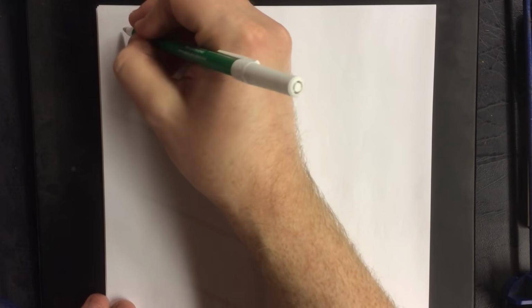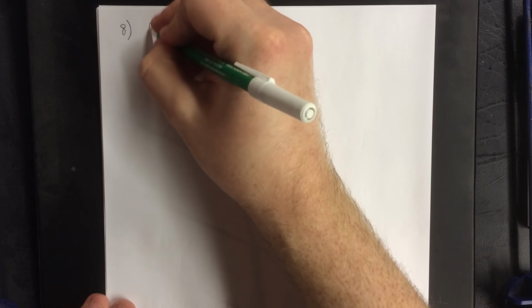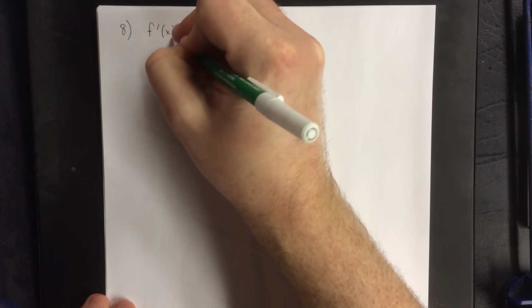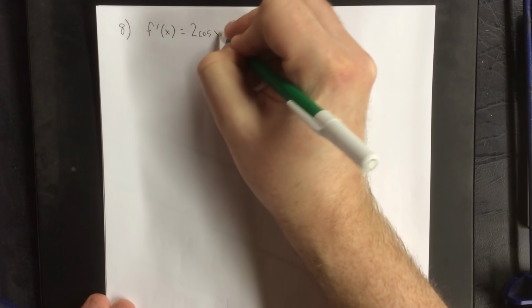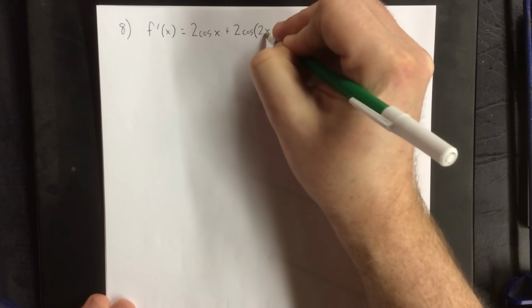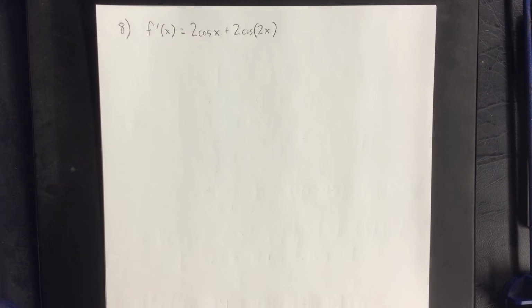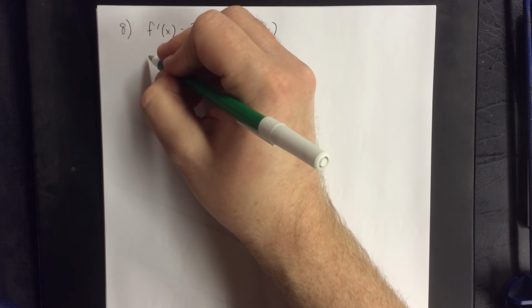Alright, that one was 7, so this one will be 8. Intervals of concavity and inflection points. I'm going to recopy from the previous page f prime of x. That was equal to 2 times the cosine of x plus 2 times the cosine of 2x. We're going to differentiate this one more time so that we can figure out some intervals of concavity, and we'll see what we can get done.